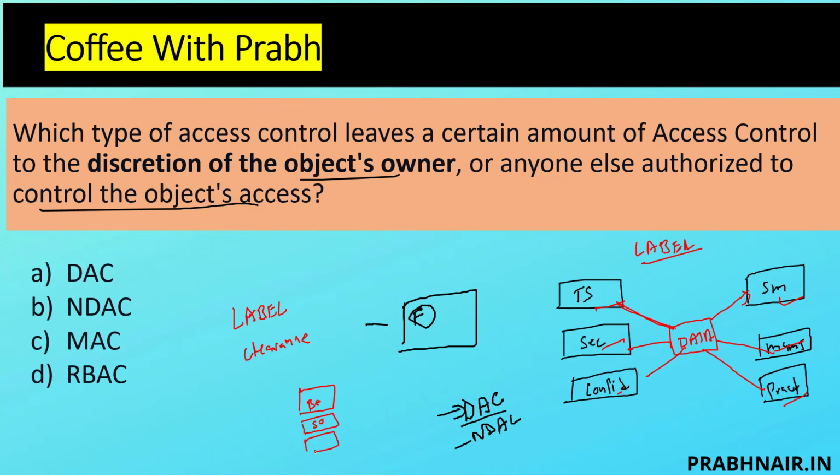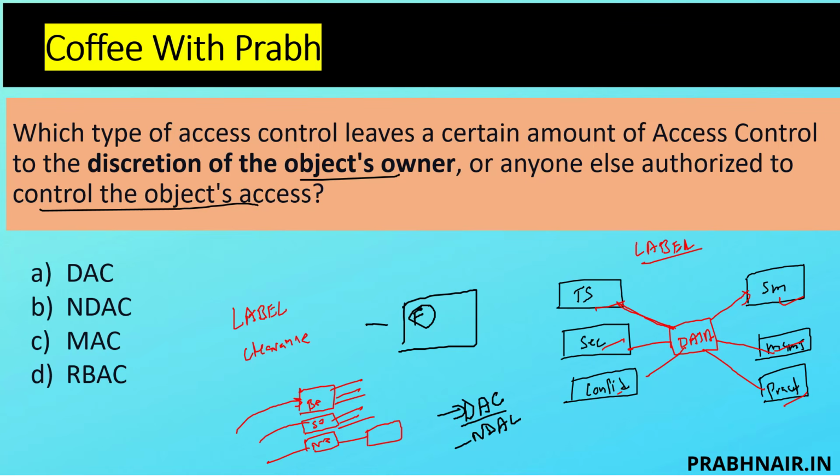Suppose we have a backup operator group, a system operator group, and a network operator group. If a user is added to the backup operator group, he gets all the backup permissions. If added to the system operator group, he gets all the system operator permissions. If added to the network operator group, he gets all the network operator permissions. So instead of adding each and every user to a particular file and folder, we add a group itself. And that is basically called role-based access control.